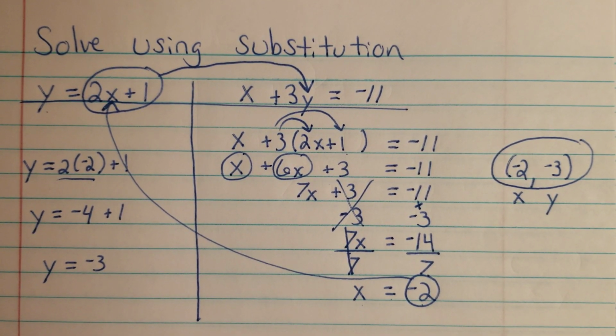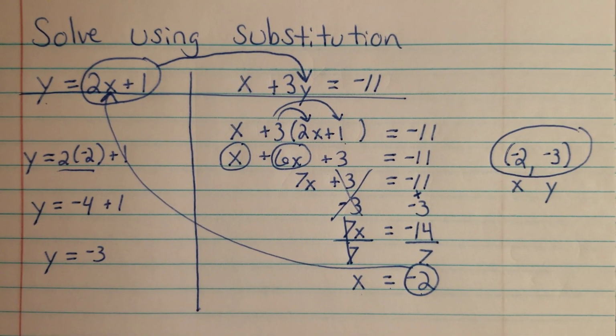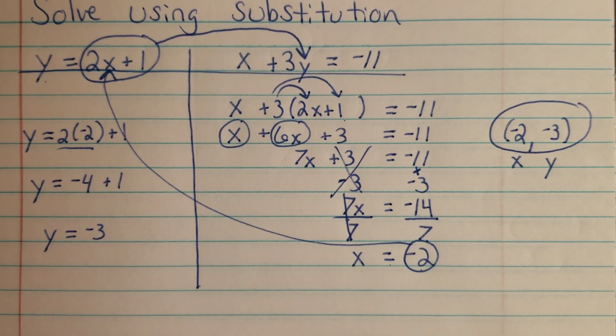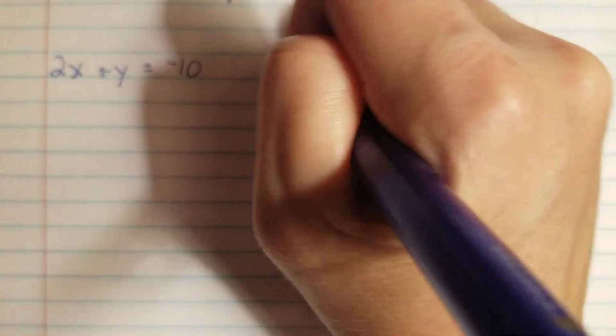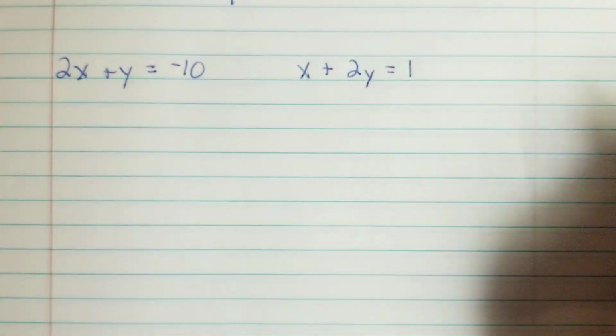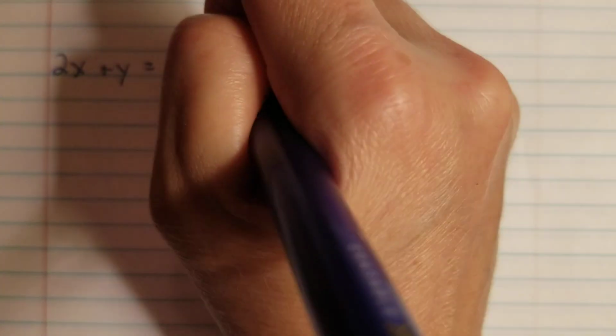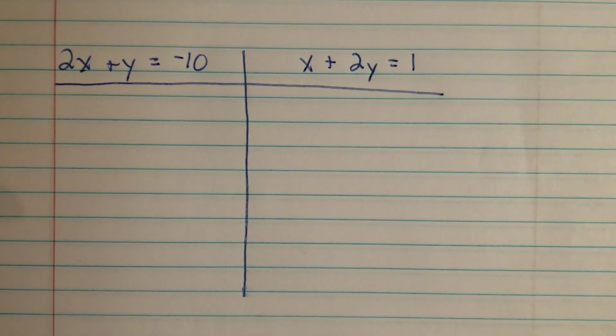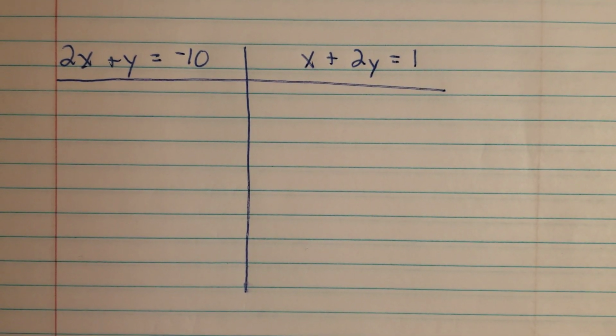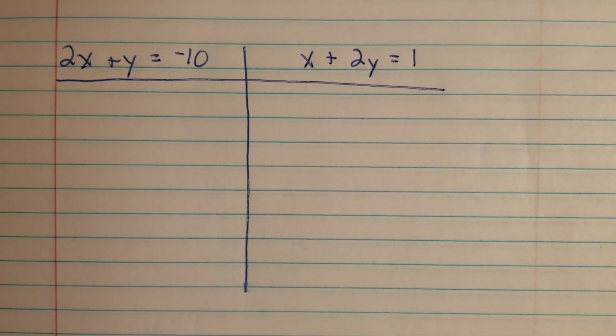The next type of problem that I want to show you using substitution is where neither one of the equations is set to a variable. So I'm going to take 2x plus y equals negative 10, and x plus 2y equals 1. And again, I'm going to create my T-chart. I like creating a T-chart for substitution. A little trick: substitution, make a T-chart. Just a silly way for me to remember it.